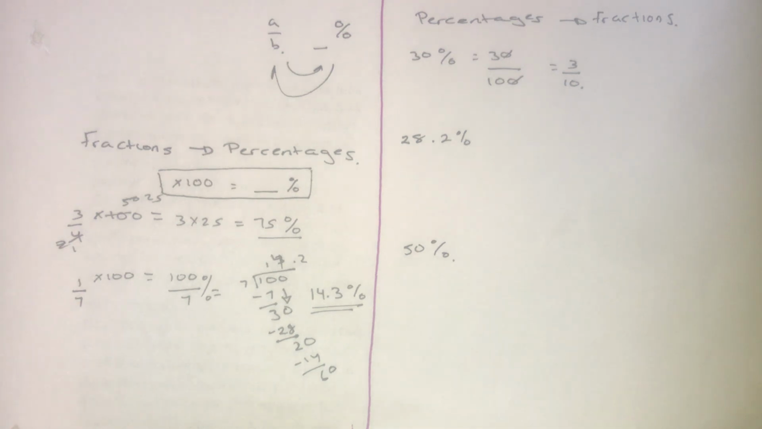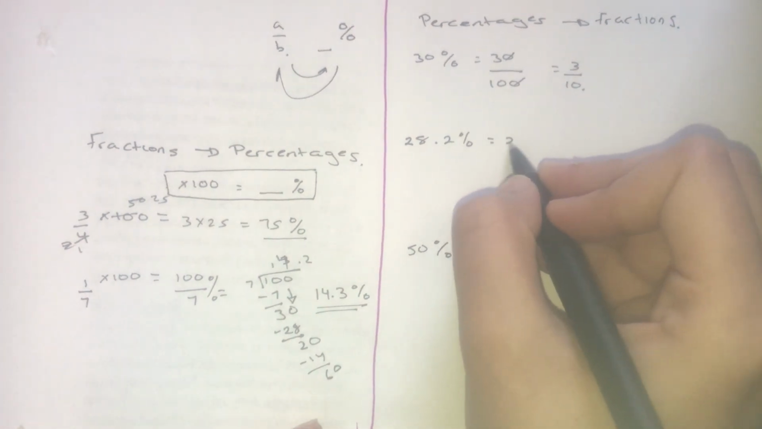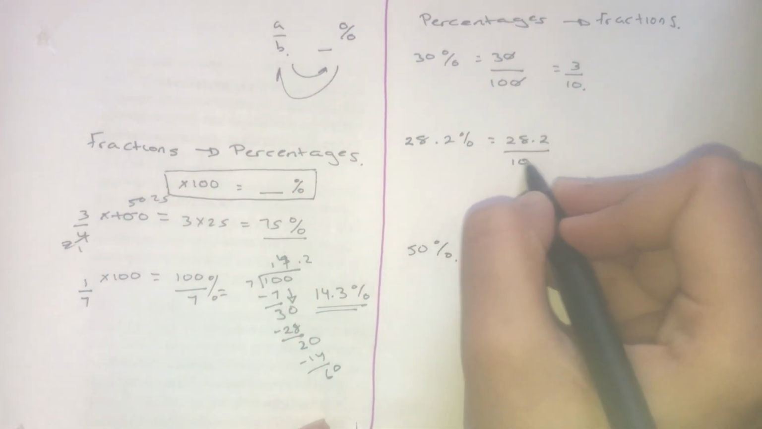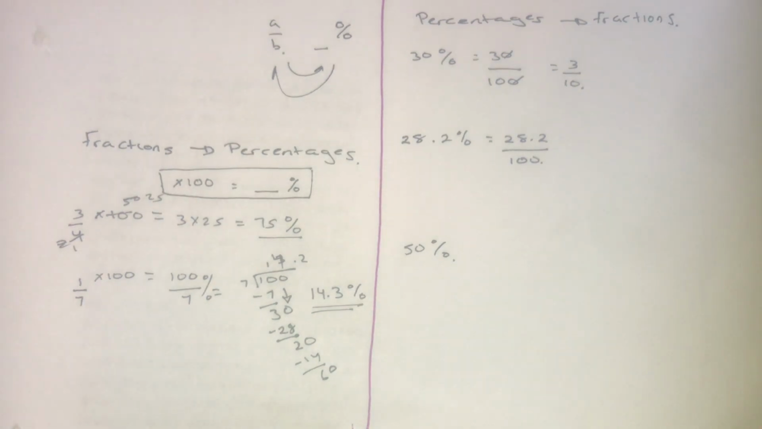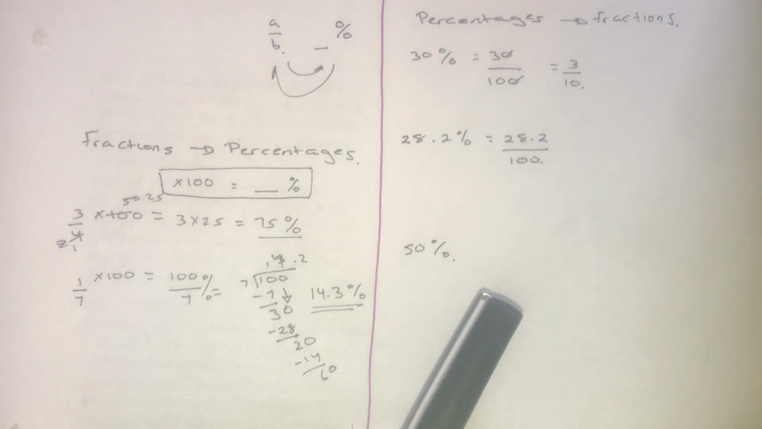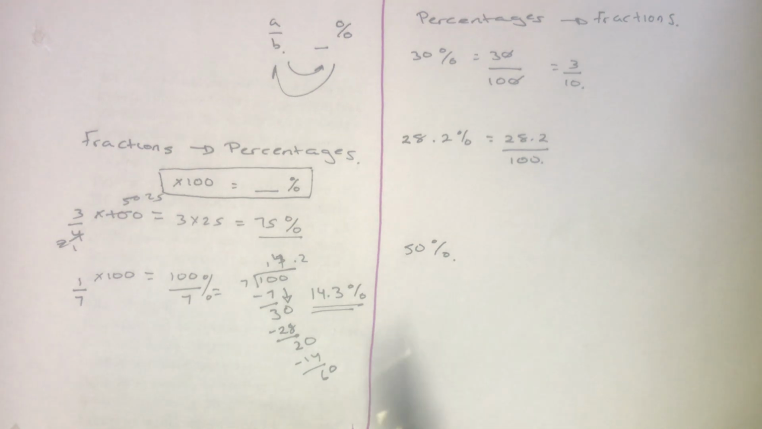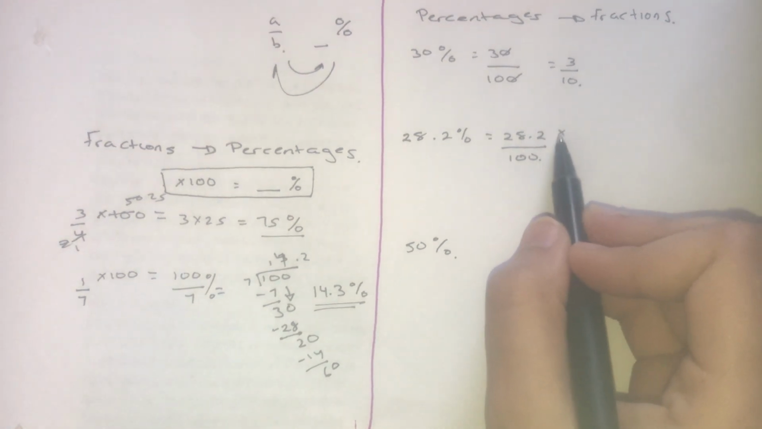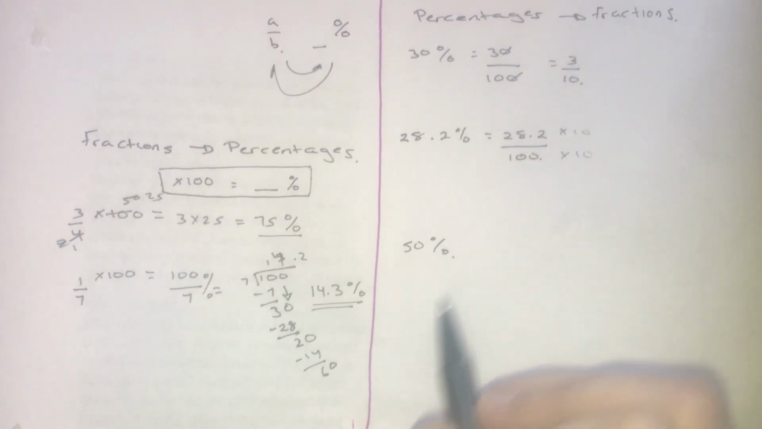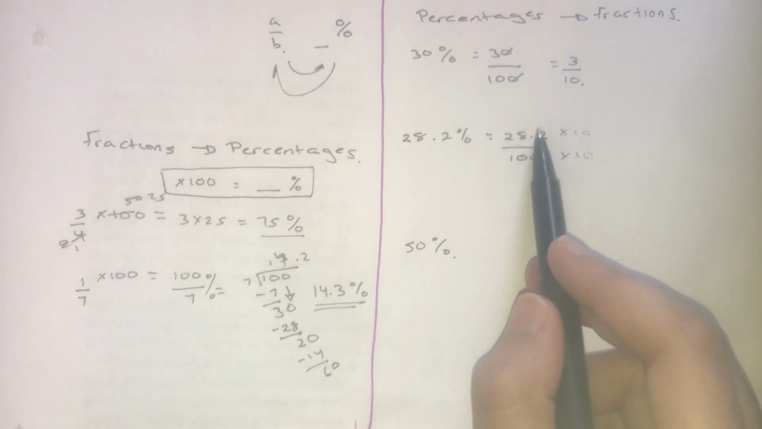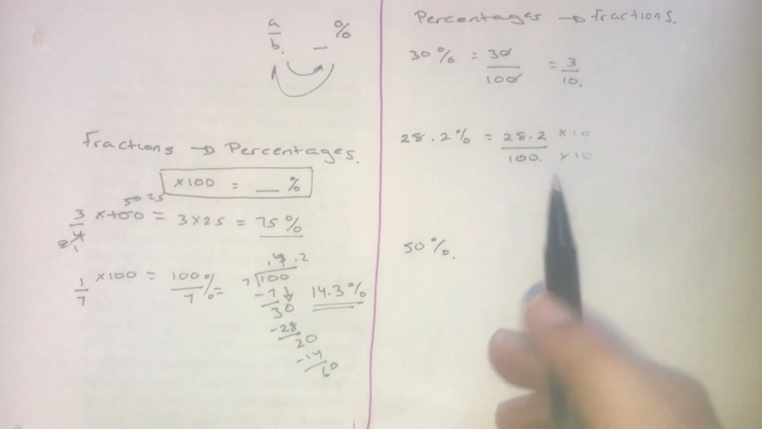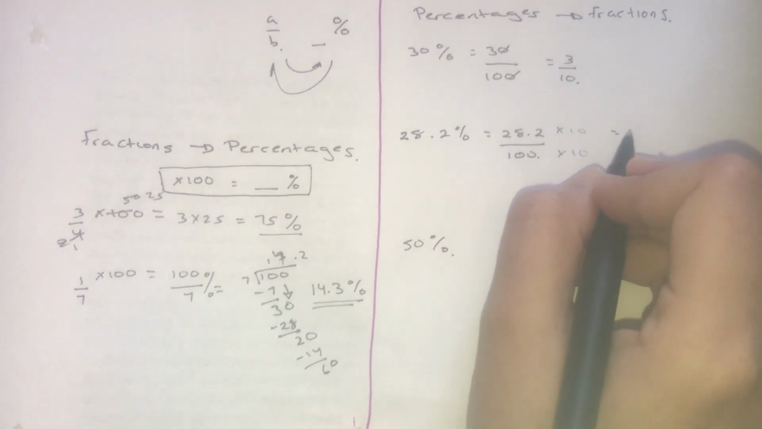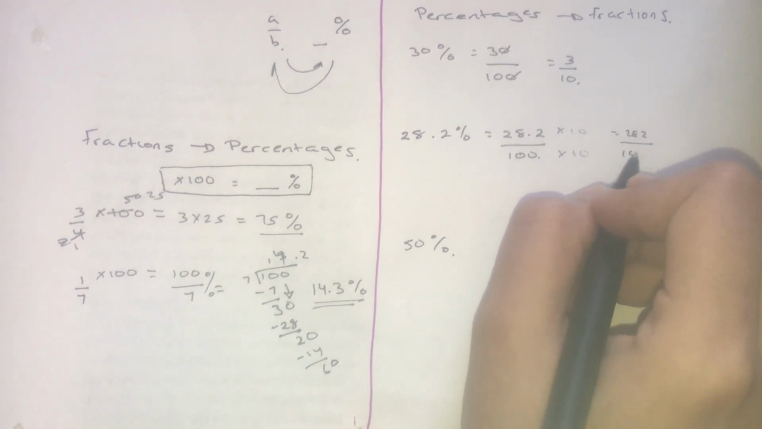Our next example is 28.2%. You remove the percentage sign and divide by 100. 28.2 divided by 100. If you've seen my video on decimal division, you must know how to go on from here. If you haven't, you need to remove the decimal. To do that, you multiply by 10 on top and on bottom, to move the decimal point one step to the right. Now you have 282 over 1000.